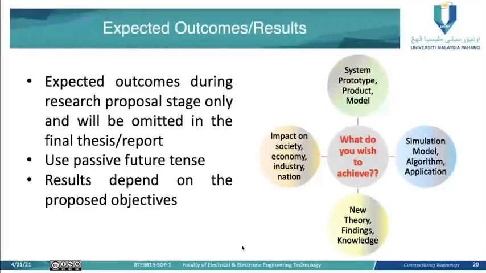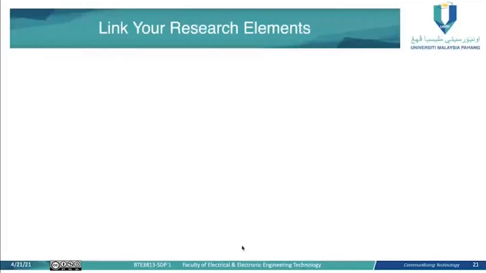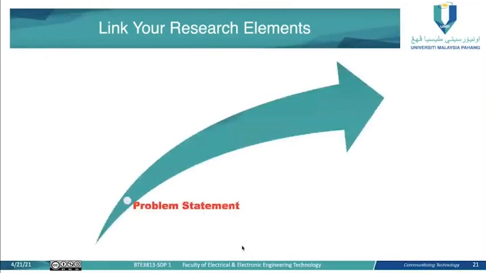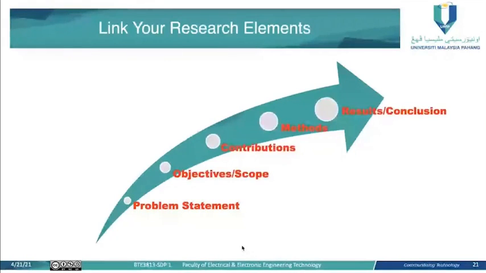One of the main concerns when you write your proposal or your thesis is that you should link all these elements. You start from the problem statement, the objective will be based on the problem statement, then the scope, contribution, methods, results, and conclusion will all be based on the objective. The problem statement depends on other work, but the objective is yours, and the rest will be based on yours.